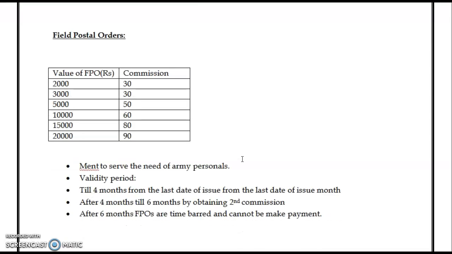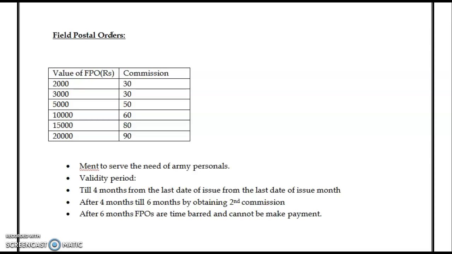Okay. Then we may now discuss field postal orders. Field postal orders are mainly issued for serving the purpose of army personnel, and the denominations in which FPOs are available are 2,000, 3,000, 5,000, 10,000, 15,000, 20,000. The maximum available denomination in a field postal order is rupees 20,000.